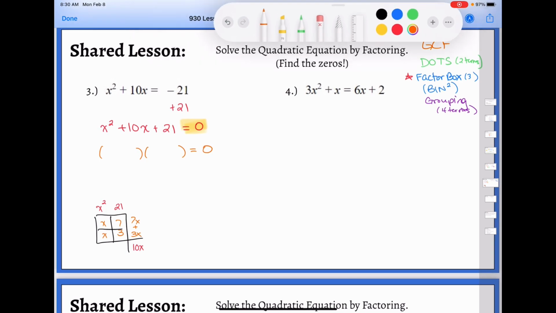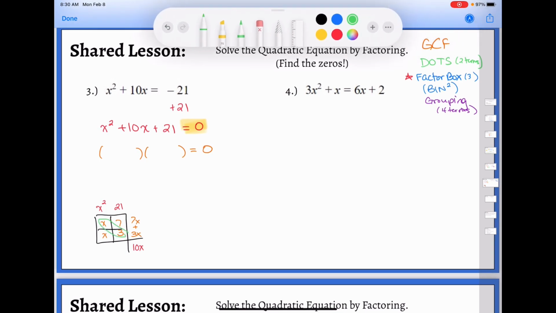So then I have my diagonals as my parentheses. So I have x plus 3, and I have x plus 7. Again, you could do that without the factor box. In fact, I'll probably not show the factor box every time, but that's the method we're using here, right? Now I have my 2 factors, x plus 3 times x plus 7 equals 0. Make sure you bring that equals 0 down because we are solving. Don't lose sight of your equal sign.